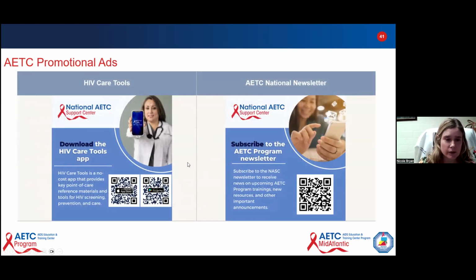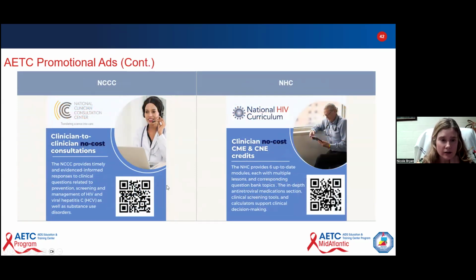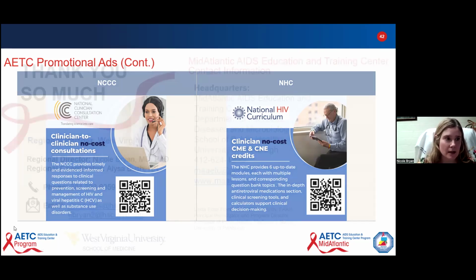And just a couple of tools. The National AETC Support Center does have an HIV Care Tools app that can help. And then there's also an AETC newsletter you can sign up for as well. And if you're also interested, there's a national clinician consultation center that's free of cost. If you ever have a patient in clinic and you have a question, they can be a good resource. And if you want to learn more, there's a national HIV curriculum that provides free CMEs and CNE credits at no cost that is very well updated, very well put together and very thorough on things related to HIV. So that's all that I have.